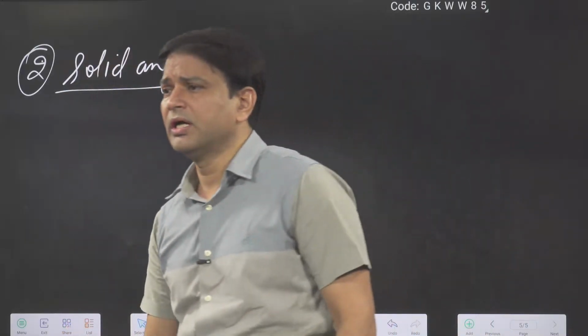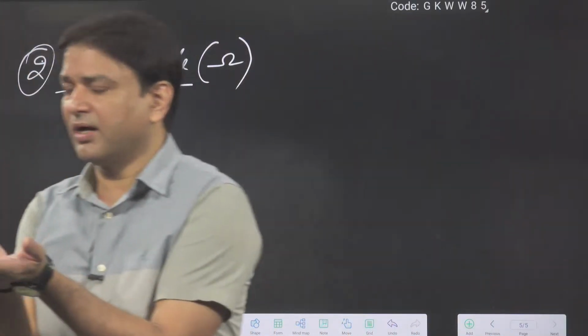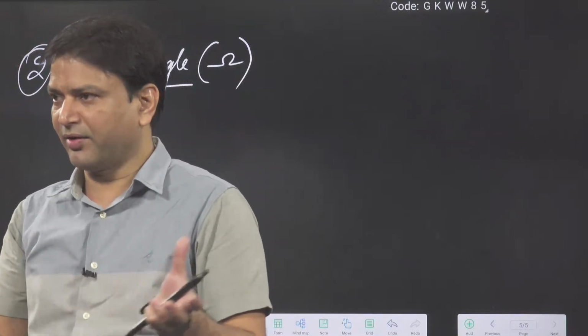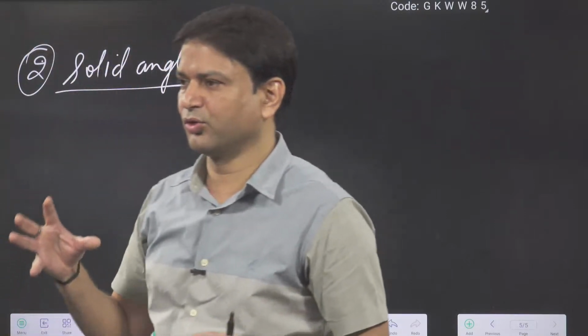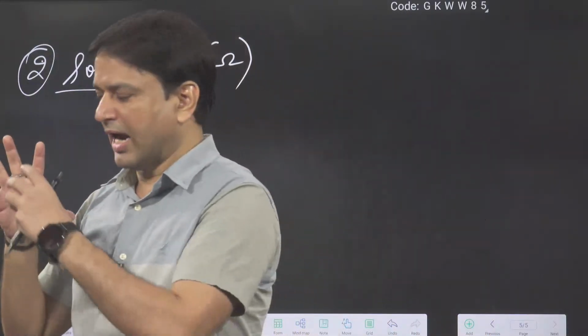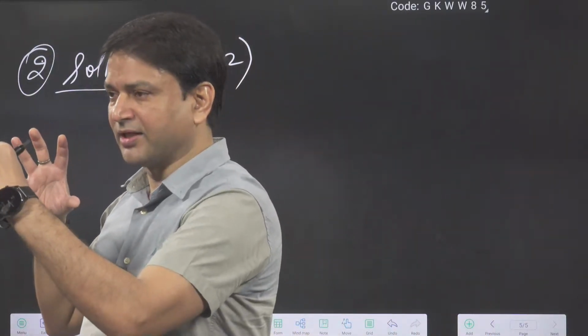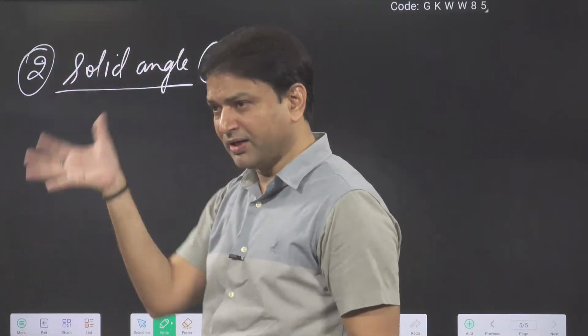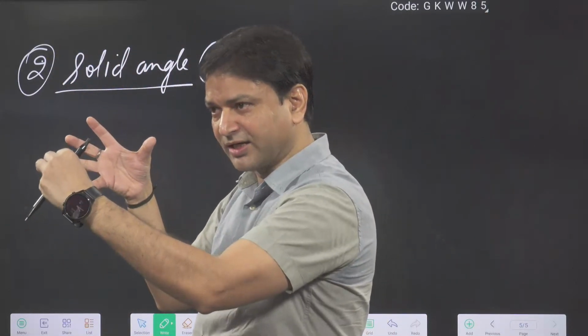Solid angle is what? Just imagine a watermelon when we are eating. When we are cutting the watermelon, think that the green part and the red part are joined at the center. When you get a piece of the watermelon, this is the green part, and it is joined at the center.